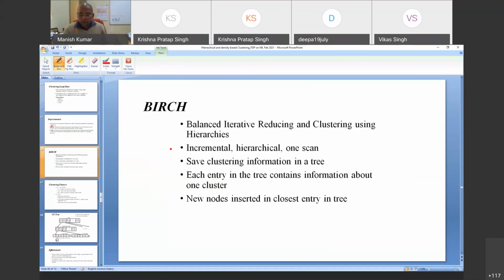Hierarchical because it uses a tree structure. One scan means one time of data reading is sufficient for the clustering purpose. It saves clustering information in a tree. Each entry in the tree contains information about one cluster, and each new node is inserted in the closest entry in the tree. We'll talk about this.